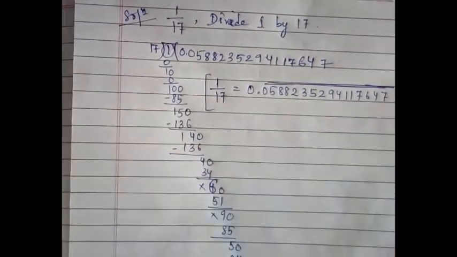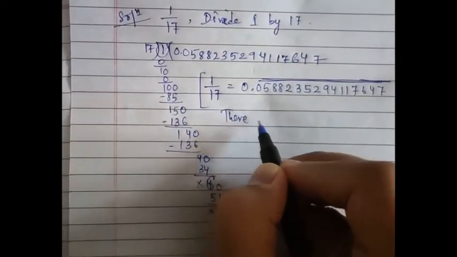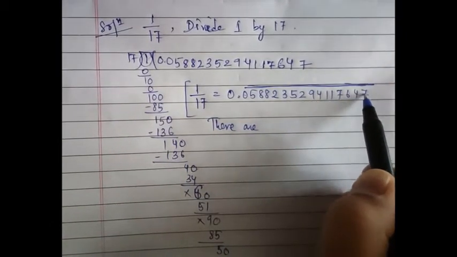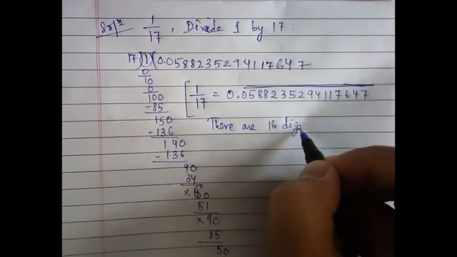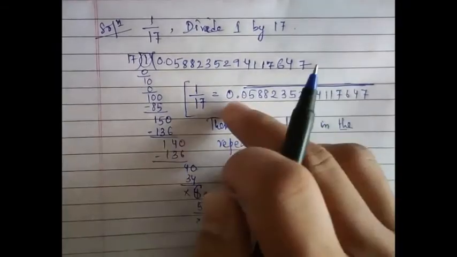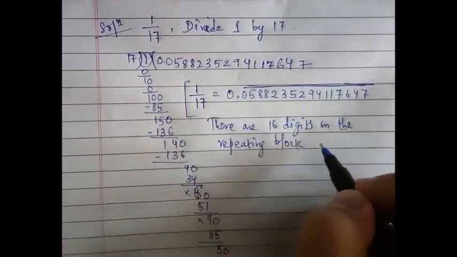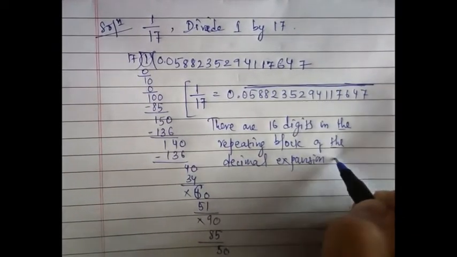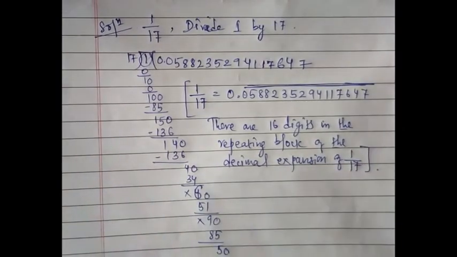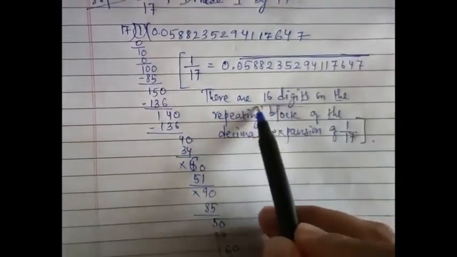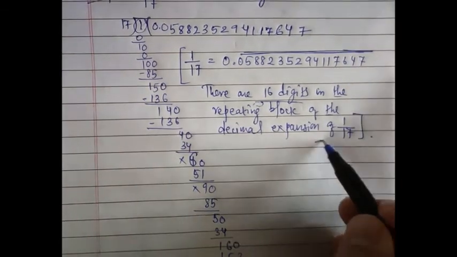So what does this indicate? How many digits are counted? 16 digits in the repeating block of the decimal expansion of 1 by 17. Alright, I hope you have understood this. So this is the long division method, and finally we got this 1 as a remainder, right? So there are 16 digits in the repeating block of the decimal expansion of 1 by 17. I hope you have understood this.